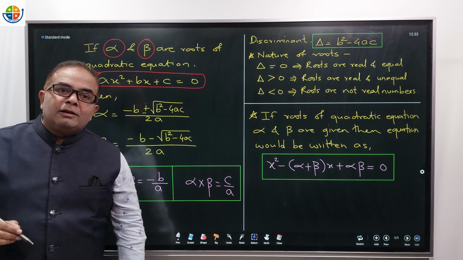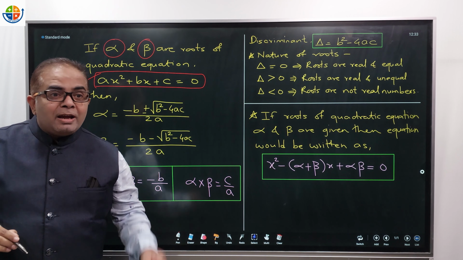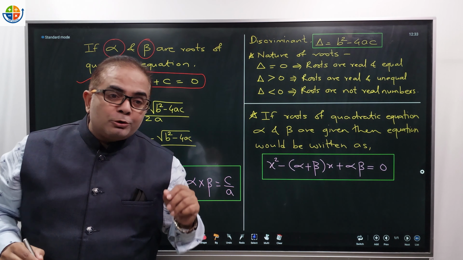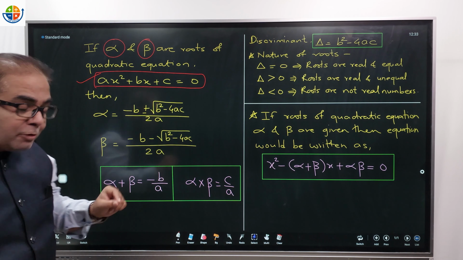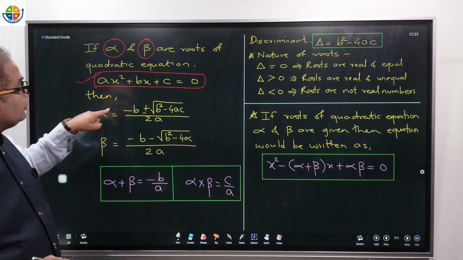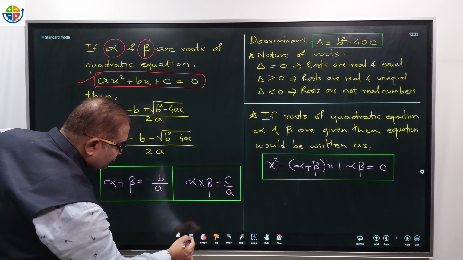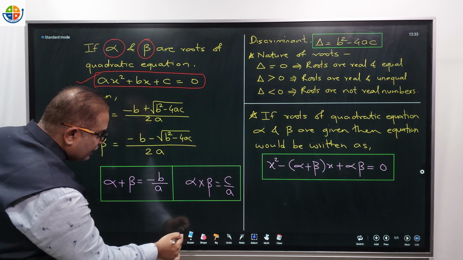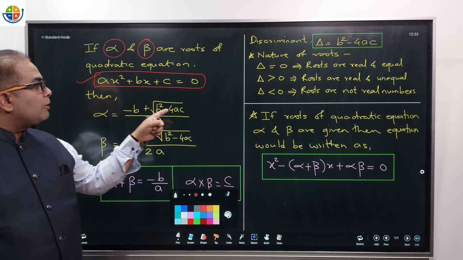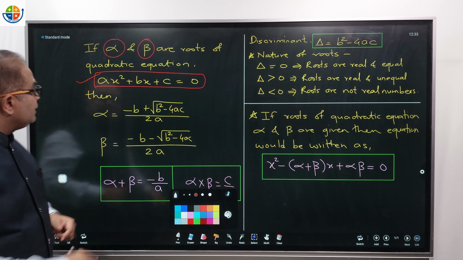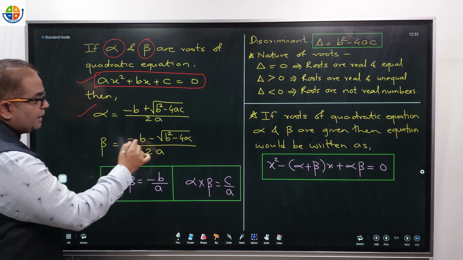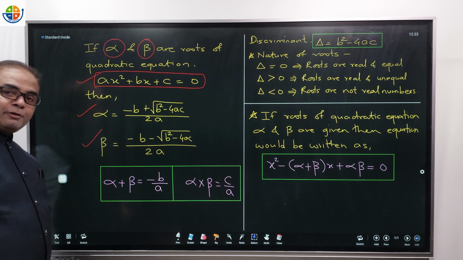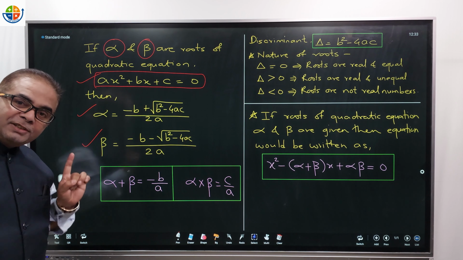In 2.4, we had learned the formula method. What is the formula? x is equal to minus b plus or minus square root of b square minus 4ac upon 2a. That was the formula, right? Alpha is equal to minus b plus square root of b square minus 4ac upon 2a. This is one root. And beta is equal to minus b minus square root of b square minus 4ac upon 2a. This is my second root. This is the first answer, this is the second answer.